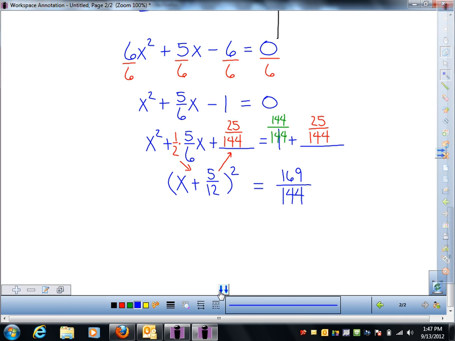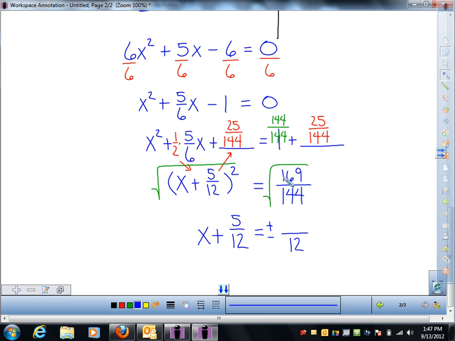Give myself a little space. Here's what's really great about completing the square. When I take the square root of both sides, and you might say, uh-oh, we've got a huge problem now. Not as big a problem as you might think. This side gives us the x plus 5/12. The one thing I know will always happen on completing the square is this denominator will always, 100% of the time, turn out to be the same as the denominator I have here. In fact, if I take the square root of 144, I do in fact get the number 12. Remember, this is going to be plus or minus.